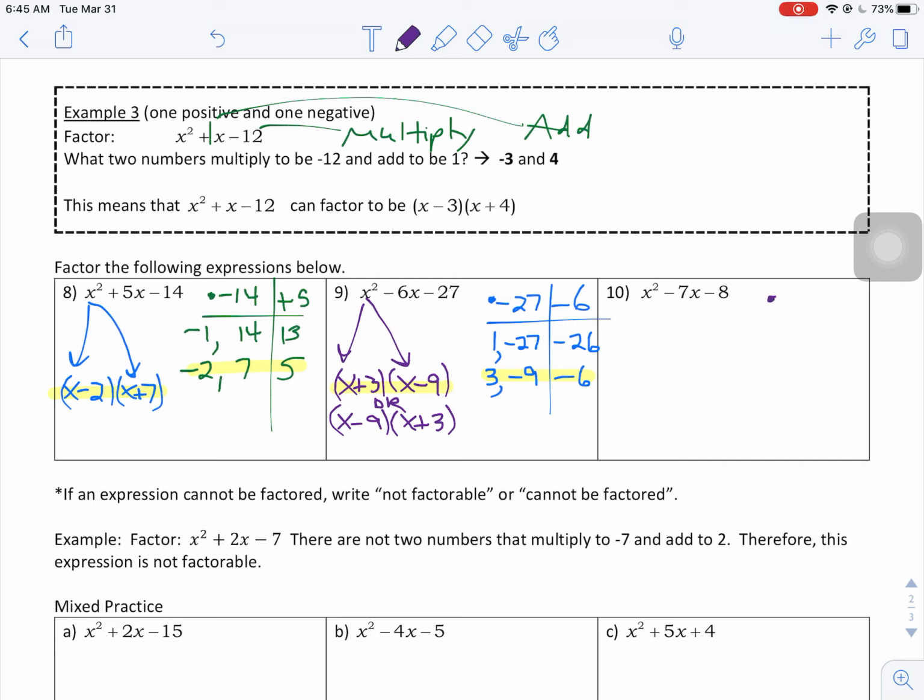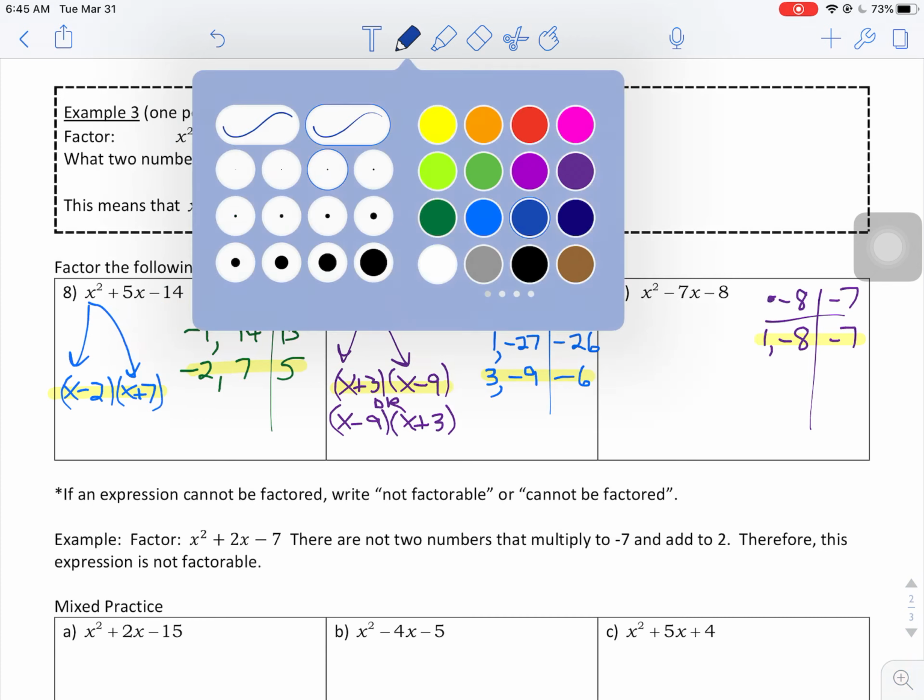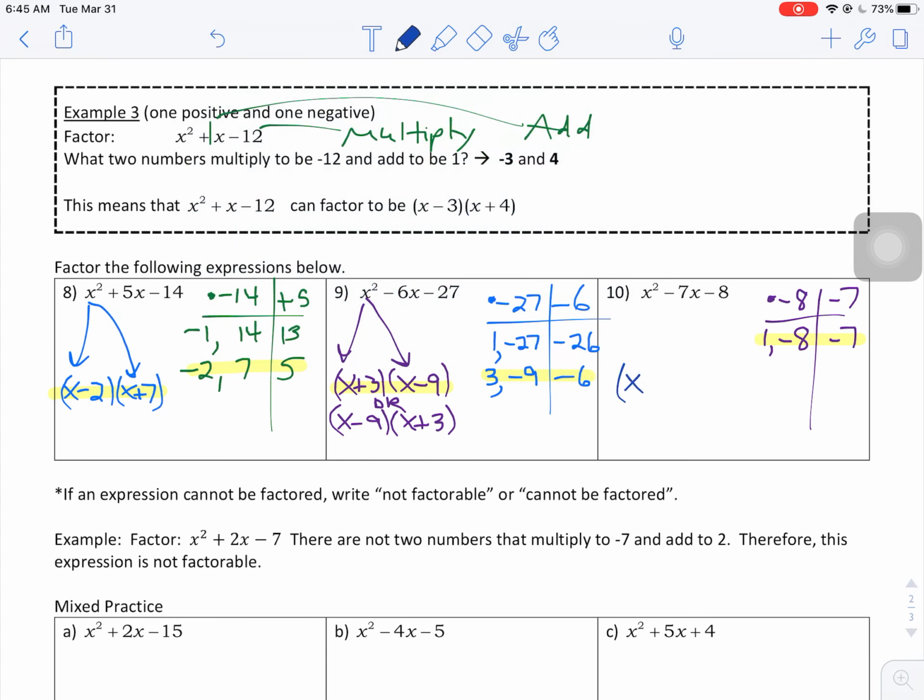So on 10, we're multiplying to negative 8 and then adding to negative 7. So start with 1. 8 divided by 1 is 8. Since I'm trying to add up to a negative number, I need to put the negative sign on the bigger number. 1 plus negative 8 is negative 7. So we got lucky on this one. The very first option worked. So we're going to do x and x, because you split x squared into x times x, and then plus 1 minus 8. So there's your answer.